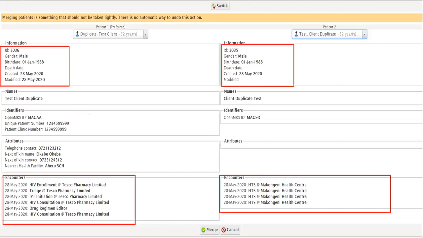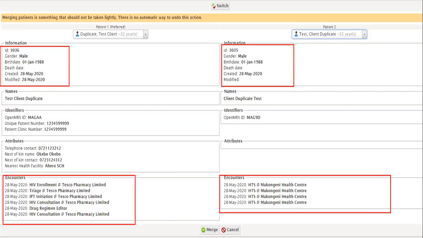That is your first warning that the second person was actually created afresh in the EMR when there was already a person in the system. And you can see that from the date when the person was created. Then when you go down to the encounters, you'll notice that person 2 has an HTS encounter. You can see there are HTS encounters in person 2's record, but in person 1, they have enrollment information.